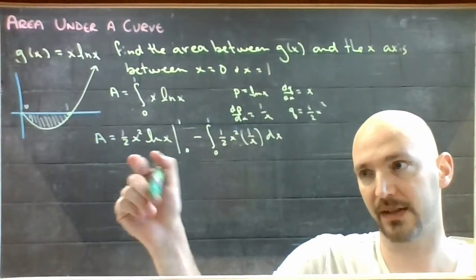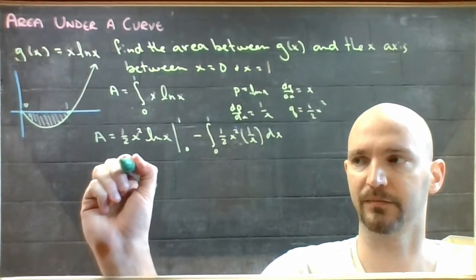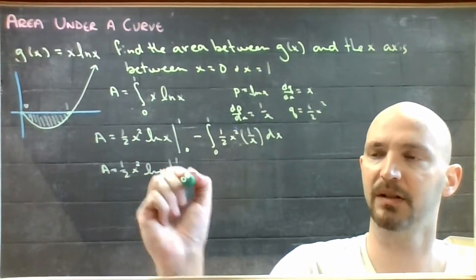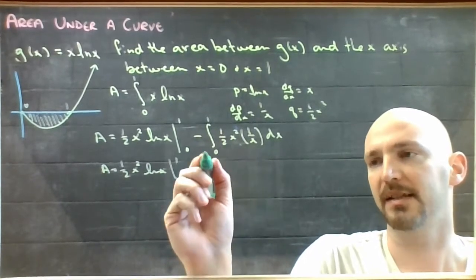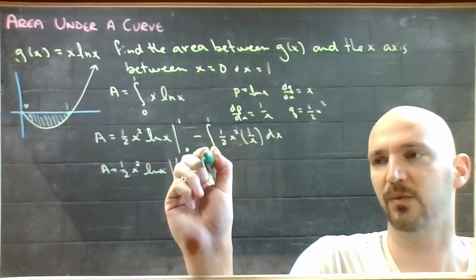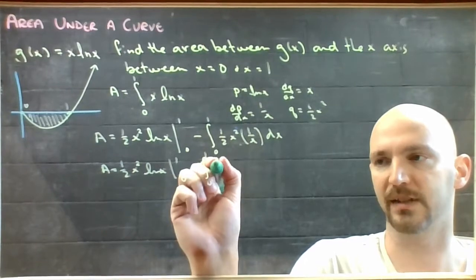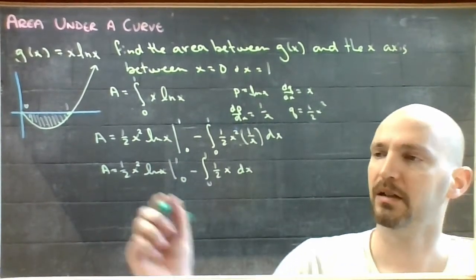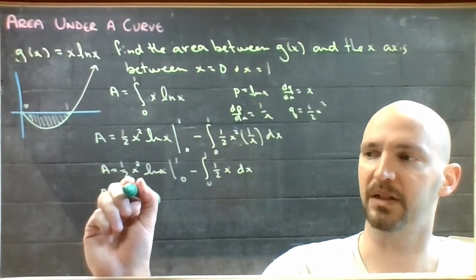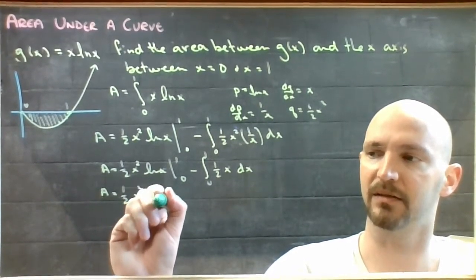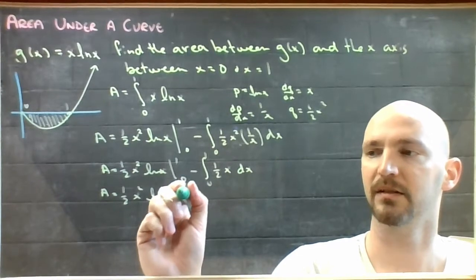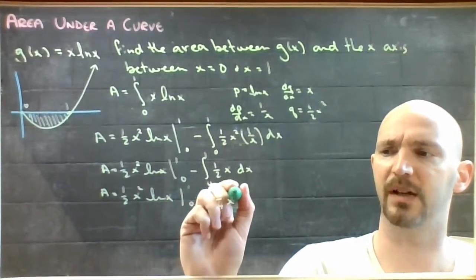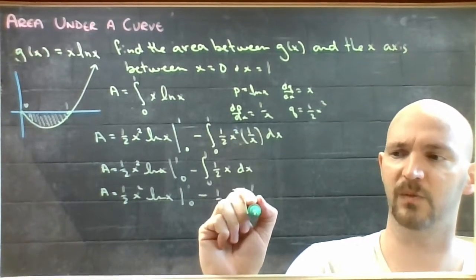I'm just going to leave this here for a second. 1/2 x squared ln x from 1 to 0. This ends up being the integral from 0 to 1 of x squared over x, that's just 1/2 x dx. And so it would be 1/2 x squared ln x from 1 to 0, subtract 1/4 of x squared evaluated from 1 to 0.